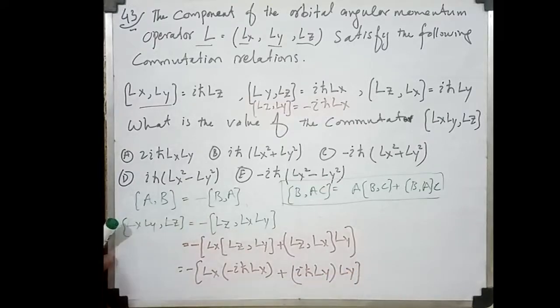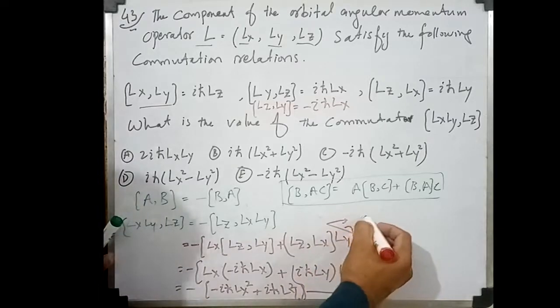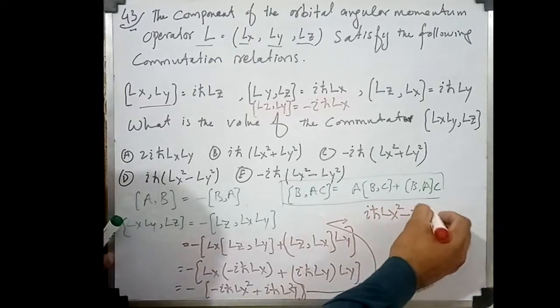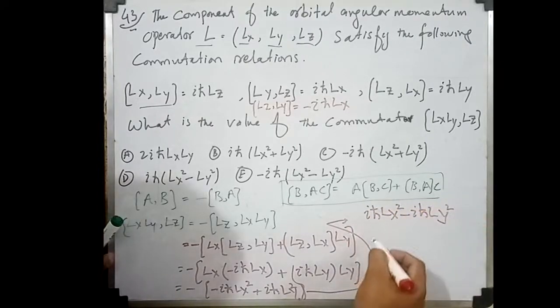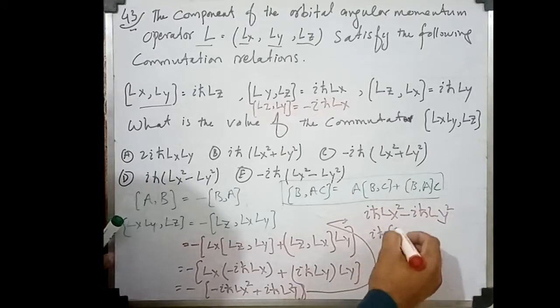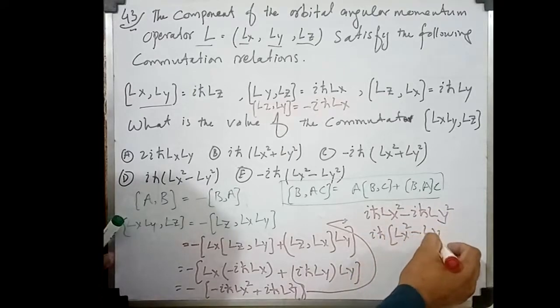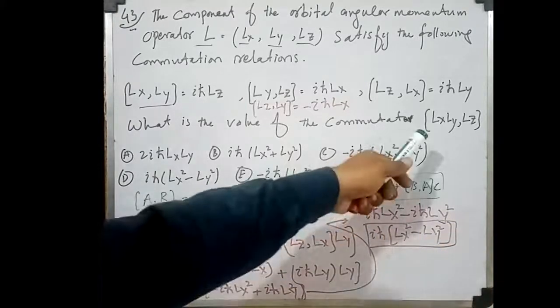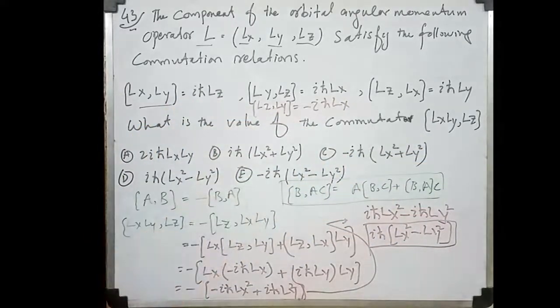write here. Now this is equal to minus n2 minus iota h cut Lx square plus iota h cut Ly square, multiplying these two terms. So if we multiply minus, then this will become iota h cut Lx square minus iota h cut Ly square. If we take common iota h cut, then this will become Lx square minus Ly square. So this will be the value of this commutation relation, if we use these three relations.